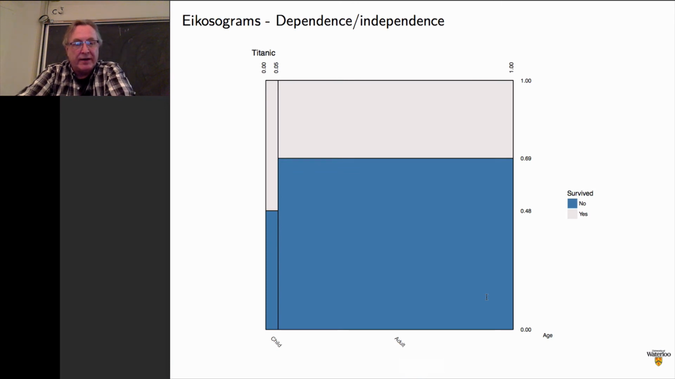There are children and adults. If you're a child, it looks like it's close, 0.48, close to a 50% chance that you would have survived. The surviving is the good one on top, or not survived. If you're an adult, you're much less likely to have survived. So we just saw women and children first, right? The famous quote.